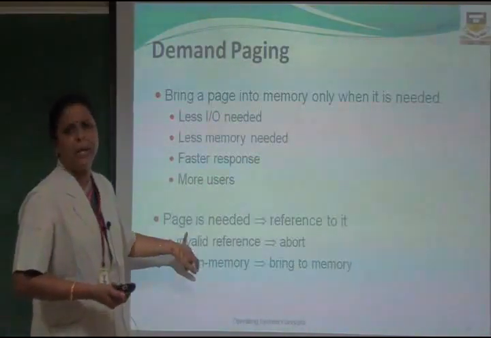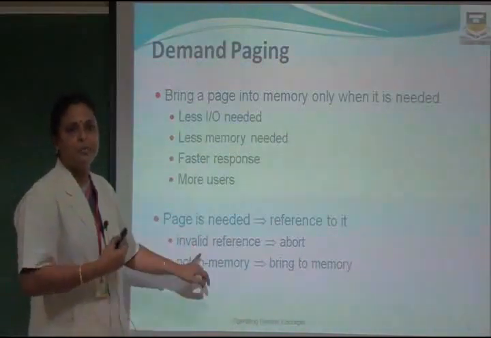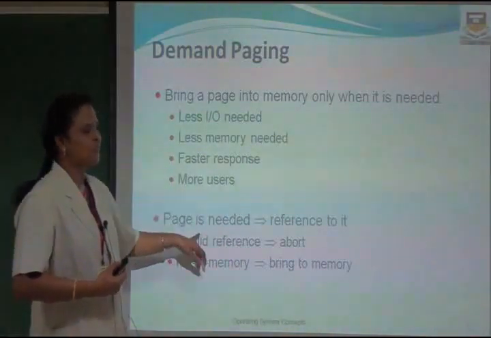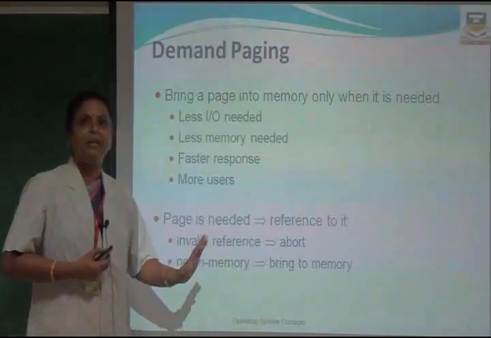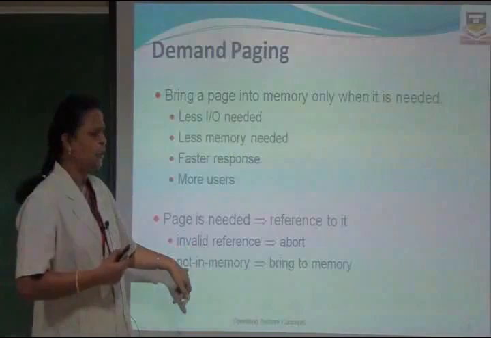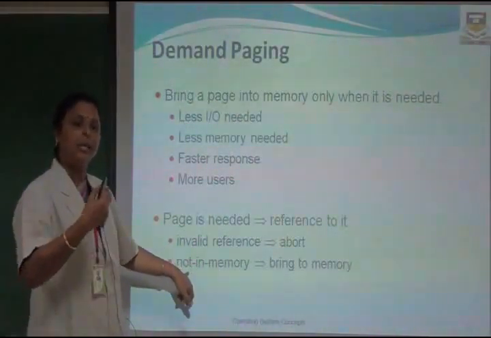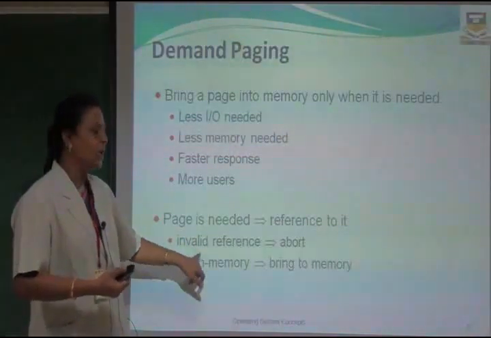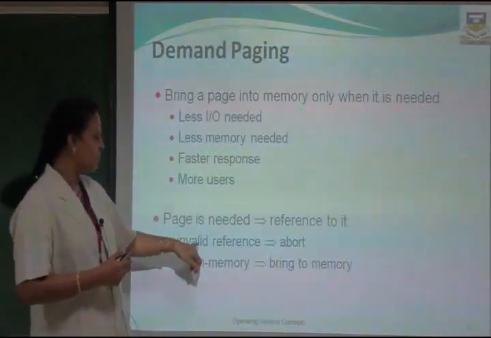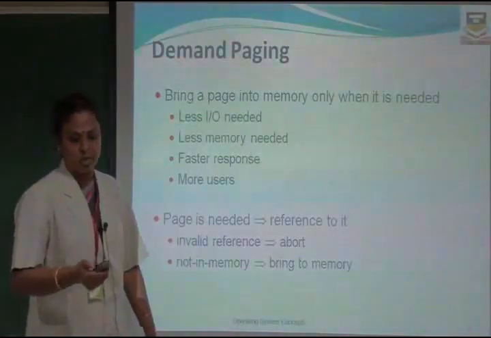Whenever a page is required, the program will send a request to the operating system: this page is not available in physical memory, so I need that page. The operating system will check whether that page is a valid page or not. If the page is valid, then it will check whether that page is available in physical memory. If it is not available, then it will take the necessary steps to bring that page into the physical memory. If that page is not a valid page, then the operating system will abort that operation.